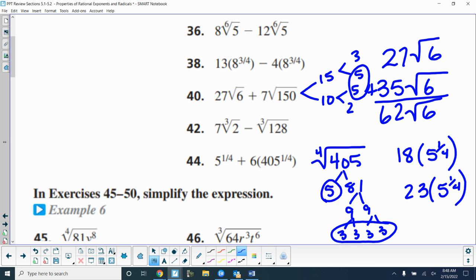Or if it's easier for you to write those as radicals, 4th roots, you can do that.